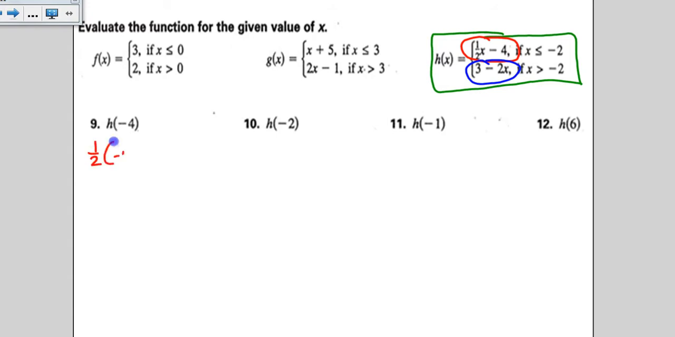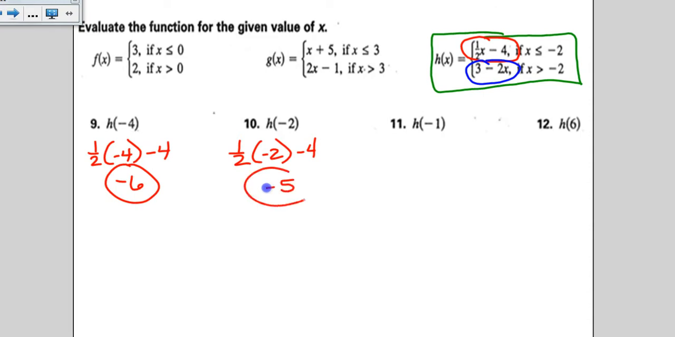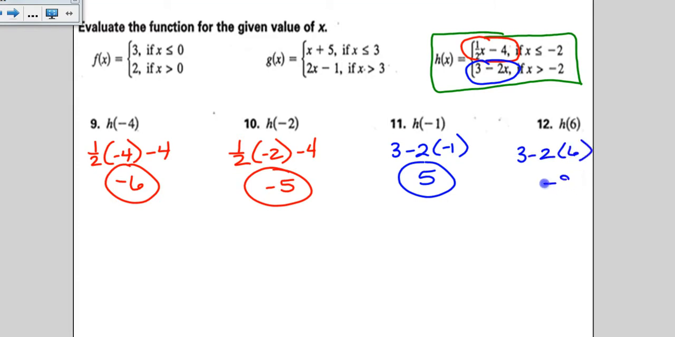So 1/2 times the x minus 4, which gives me a -6. h of -2, when we're equal to -2, we're supposed to be using the top function. So 1/2 times -2 minus 4, let's see, it gives me a -5. h of -1, -1 is greater, so I'm going to use the bottom function, 3 minus 2 times the x value, so that comes out to a 5. And then h of 6 is also greater than -2, so bottom function again, 3 minus 2 times the 6, which is -9. So that's evaluating piecewise functions.